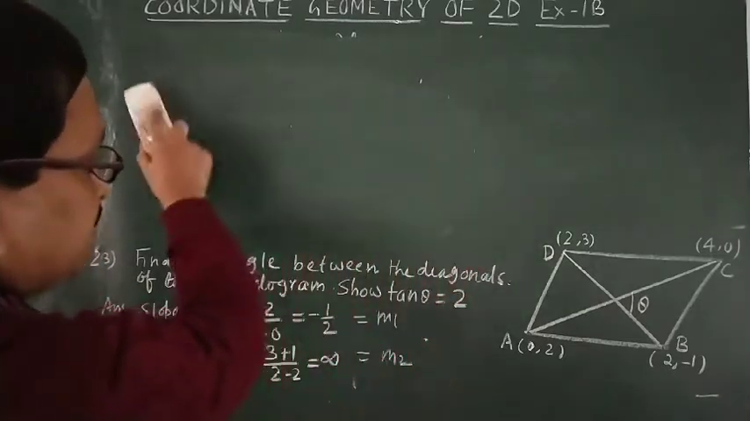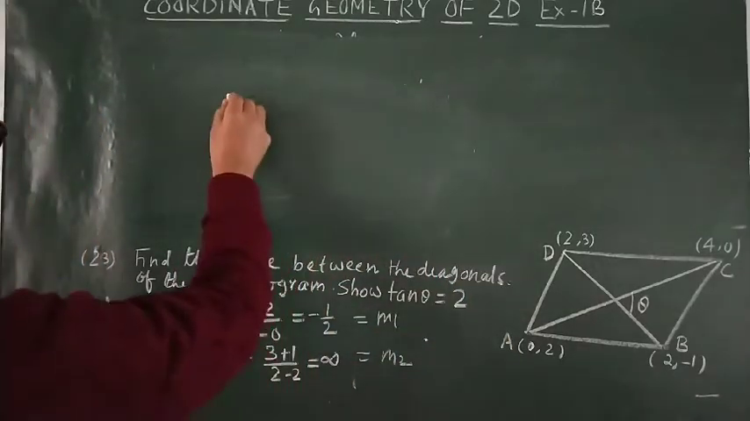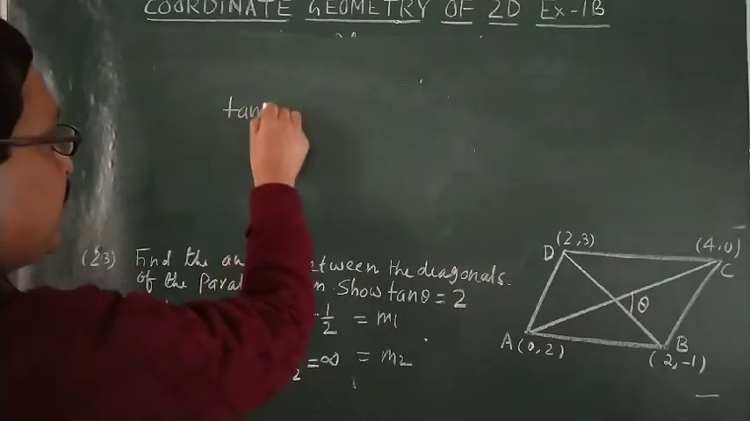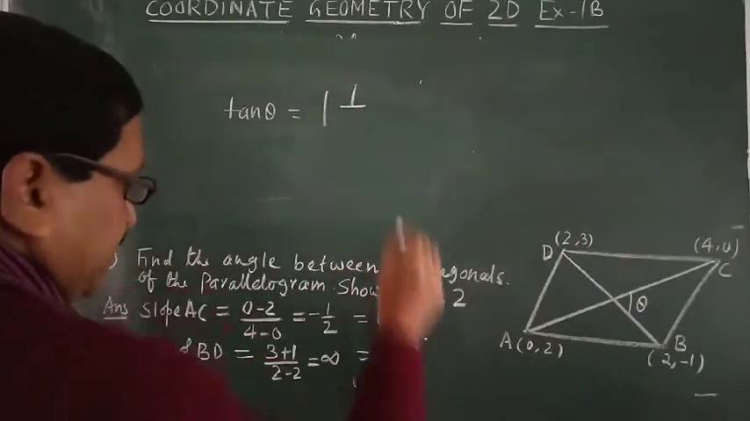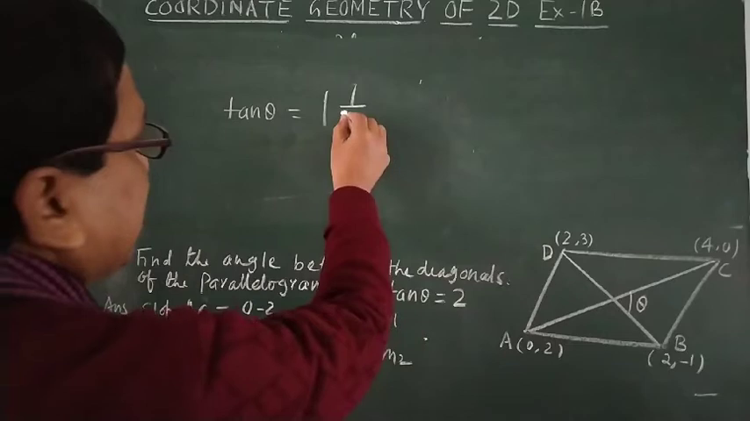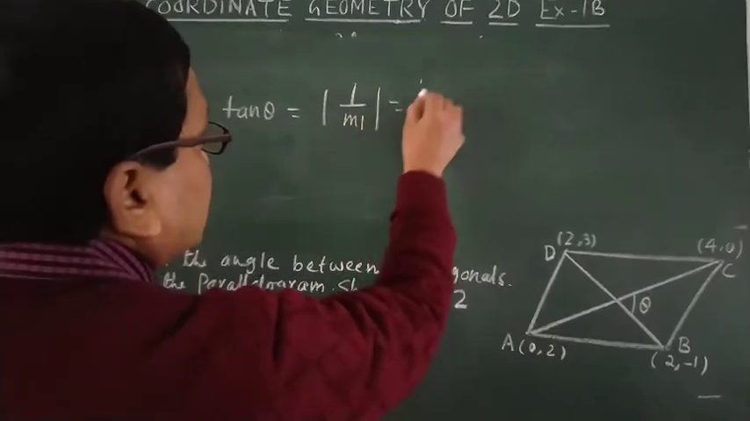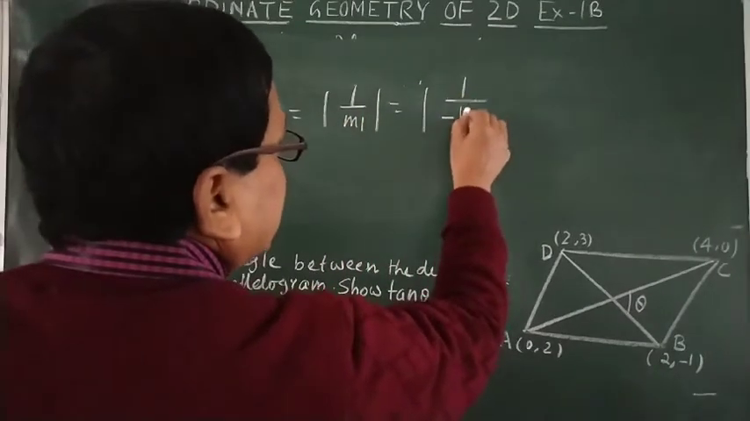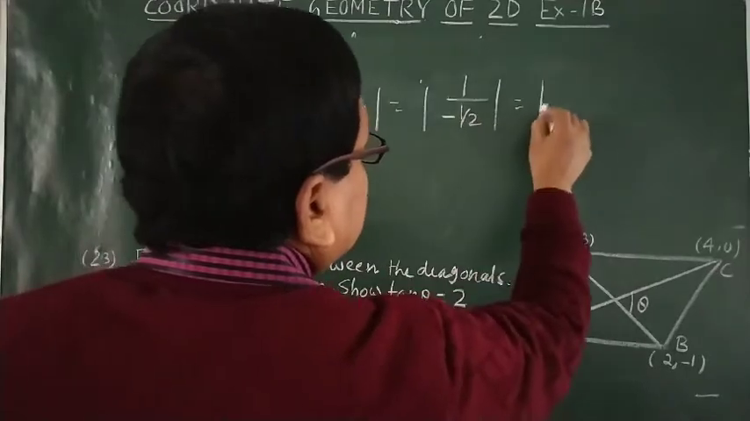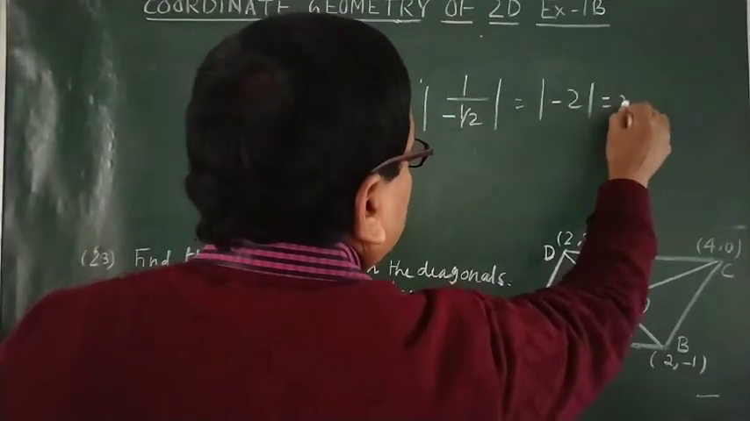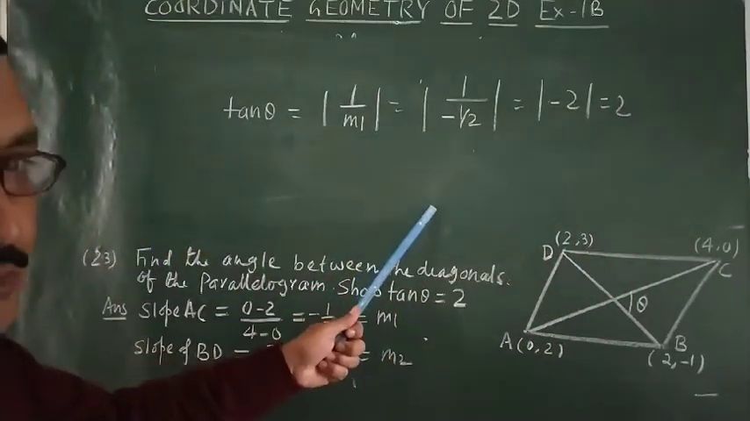Now using this, tan theta is equal to 1 by m1, since m2 is infinite. So this is 1 by minus 1 by 2, which is negative of 2, so taking the modulus this is 2. So tan theta is equal to 2, proved.